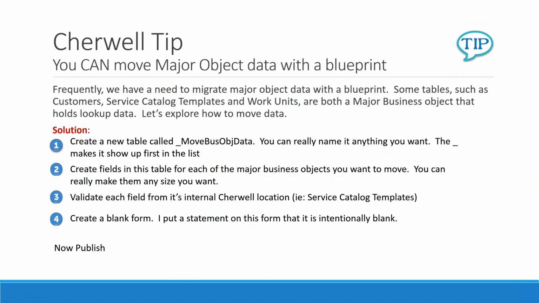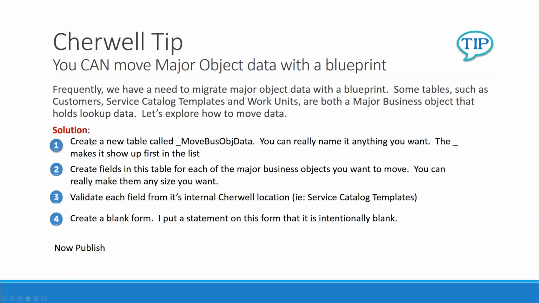The next thing is a really cool little thing. This is a tip that we use all the time. Frequently, as a consultant, I have a need to move major business object data with the blueprint. Some tables such as customers, service catalog templates, and work units are both a major business object, but they also hold lookup data. And so there's a way to move that data.